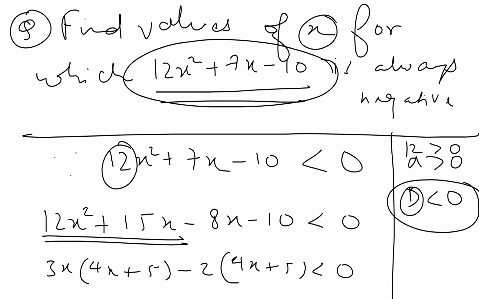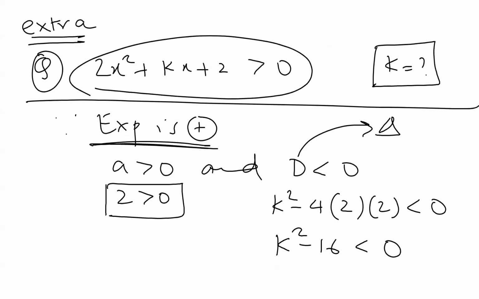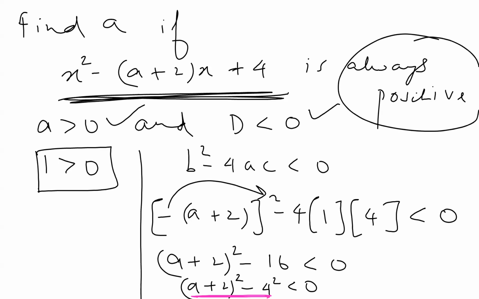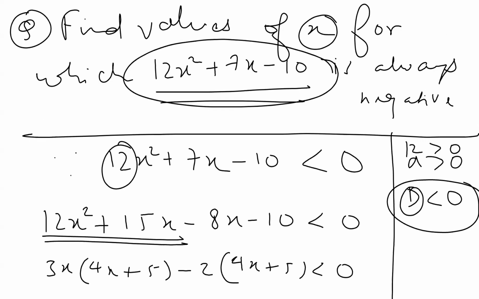Then when to use this? We'll use this when there are some unknown constants. Like for example, in this problem, this is also true, but then we are finding out the value of unknown constant. So we are using this, a greater than 0, d less than 0. In this problem also, we are finding out the value of a. So we are using this note. But then in this particular question, we are finding out the values of x. So no need of using this.